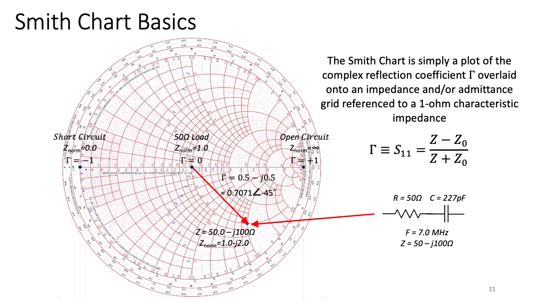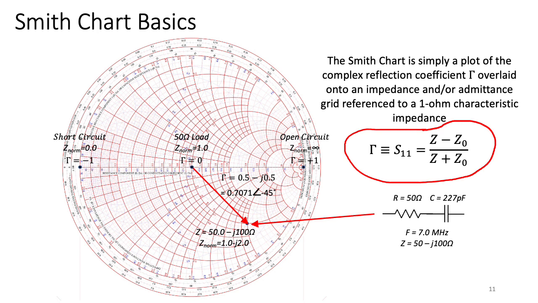matching networks. The Smith chart is simply a plot of the complex reflection coefficient gamma, which is also S11, overlaid onto an impedance or admittance grid, and all this is referenced with respect to a 1 ohm characteristic impedance. As we talked about before, gamma, or S11, is related to the complex impedance that's being measured by this relationship. Gamma is equal to Z minus Z0 over Z plus Z0.